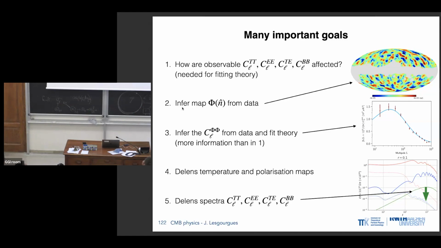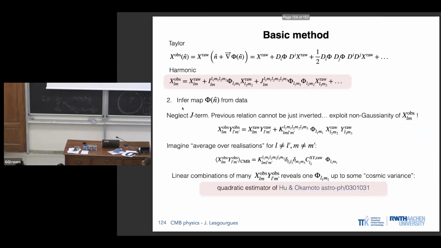Okay, thank you. Okay, step 2, I will try to be concise. So this we have already seen. This is a very important equation explaining the effect of lensing. Now I want to infer the lensing potential, and so I want to infer this coefficient phi Lm.